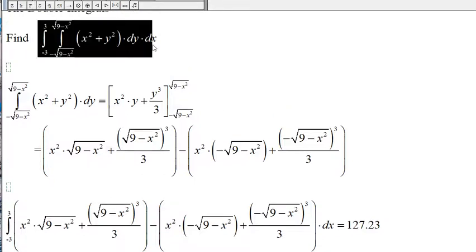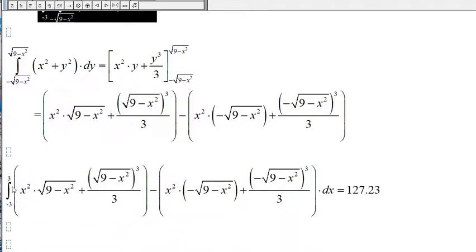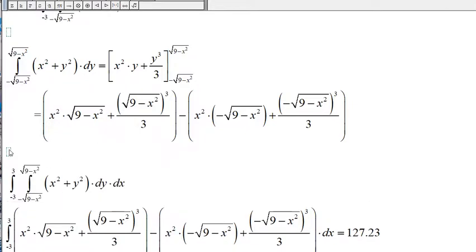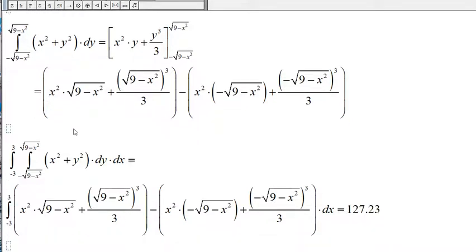And now to do the double integral, we replace this inside integral here with this expression. And now we will integrate with respect to x using numerical integration. We get 127.23 approximately.